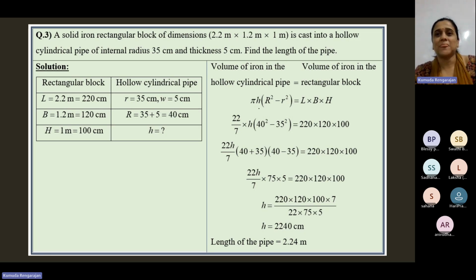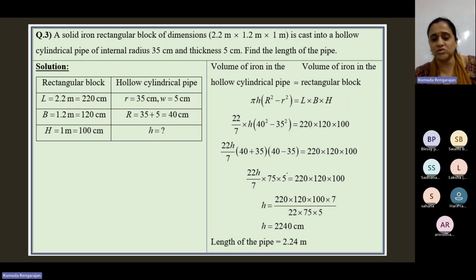Okay, so pi h into (R square minus r square) is equal to L into B into H. All right, what is this? This is the volume of the cylindrical pipe, and this is the volume of the cuboid. I've substituted the values. Then this is a square minus b square. The h is here. You can see 22h, a plus b, a minus b. Then 22h by 7 is equal. This is 75. This is 5.